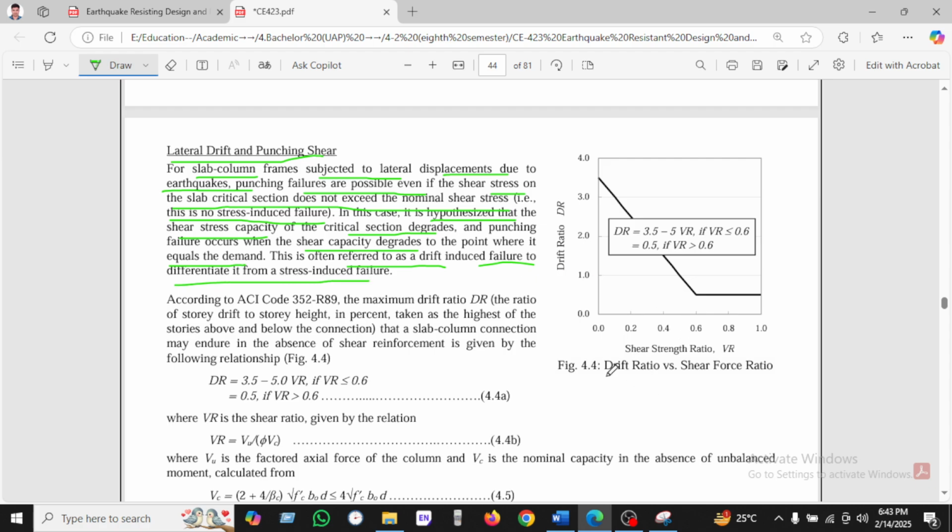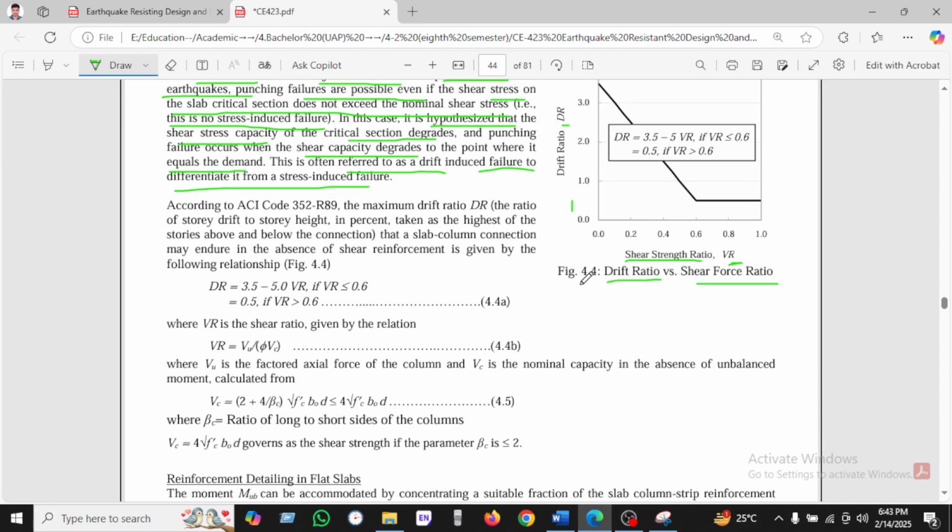So we have been seeing here drift ratio versus shear strength ratio. The shear strength ratio is given by Vr, which is the x-axis, and on the other hand on the y-axis we can see the drift ratio, which is DR. So we can calculate here DR equals 3.5 minus 5 Vr if Vr is less than 0.6, and it will be 0.5 if Vr is greater than 0.6. So this is our graph.